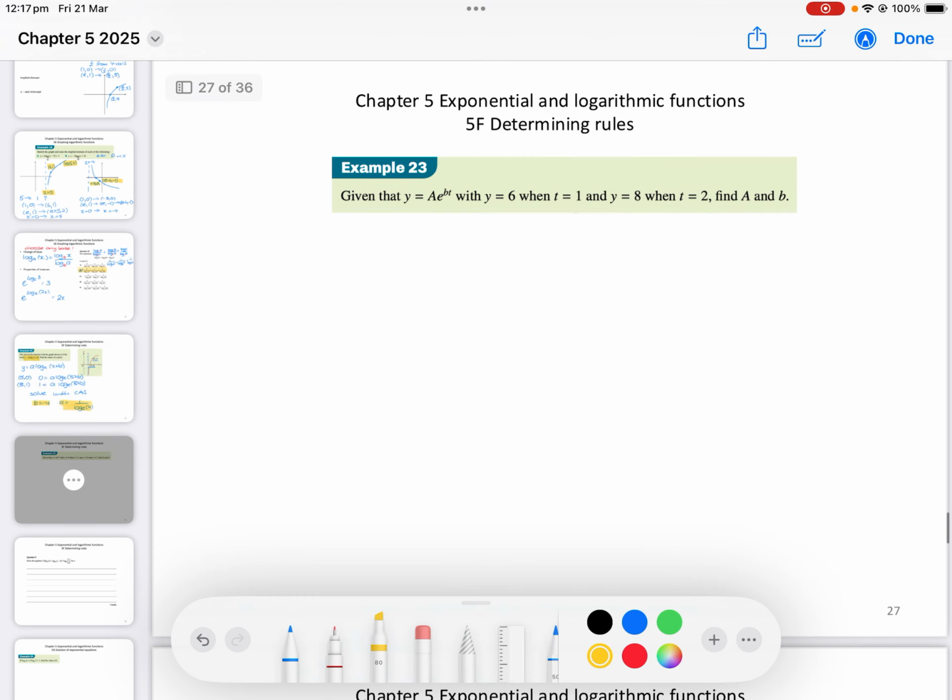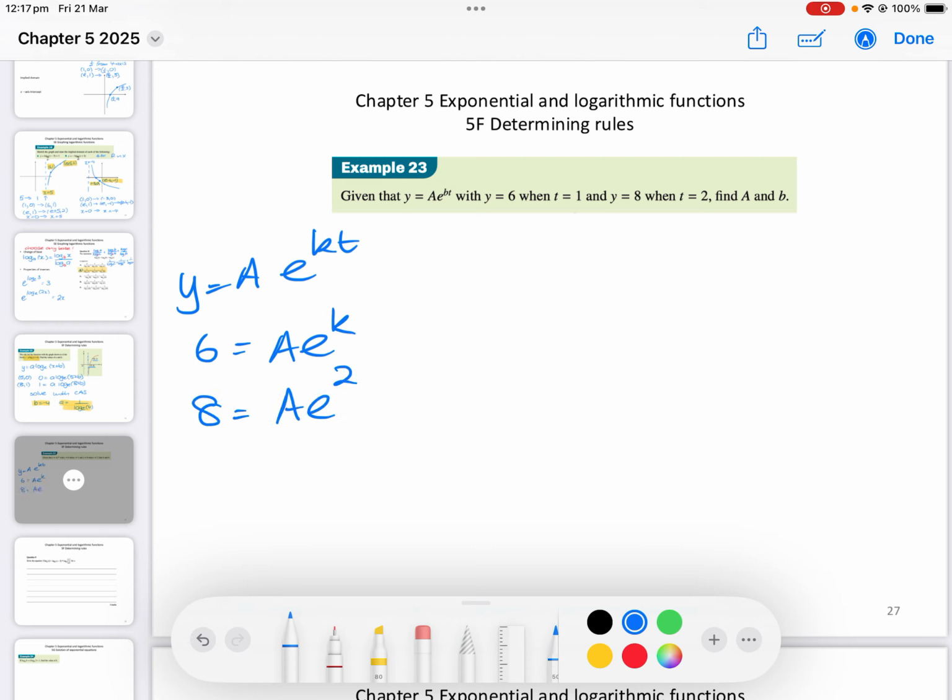So let's look at 23. y equals a e to the kt. y is 6 when t equals 1, and y equals 8 when t equals 2. So it's a bit interesting, isn't it? Because we haven't had one that looks like this.